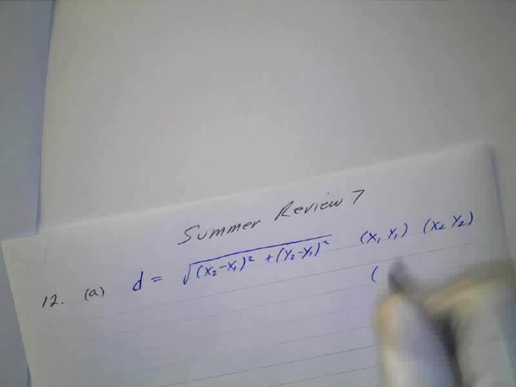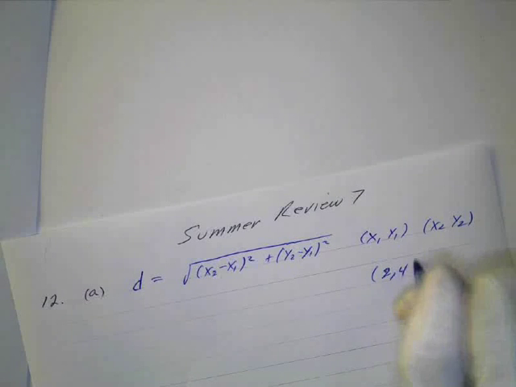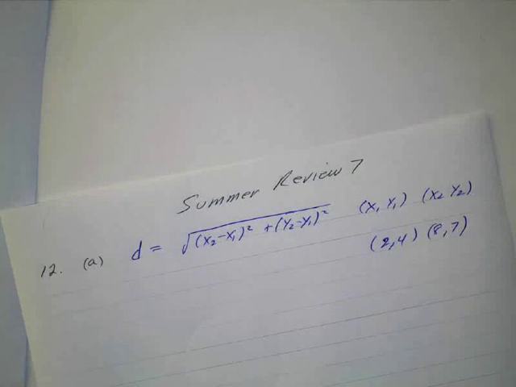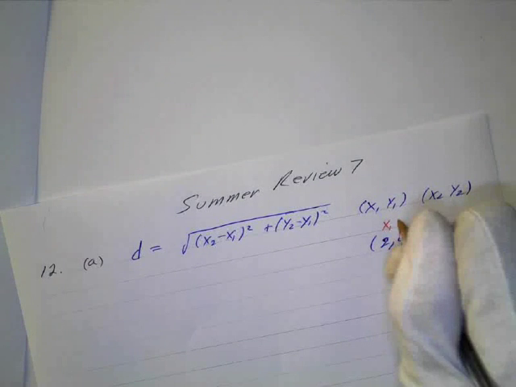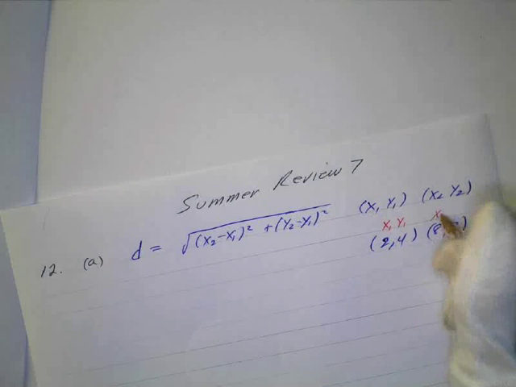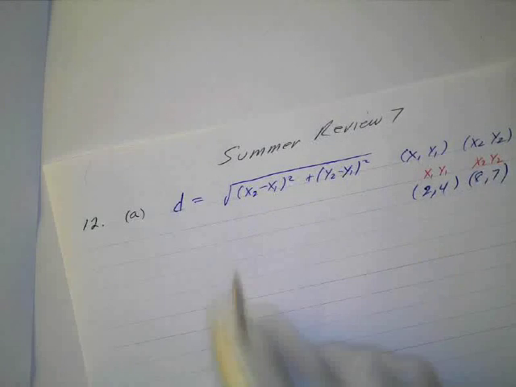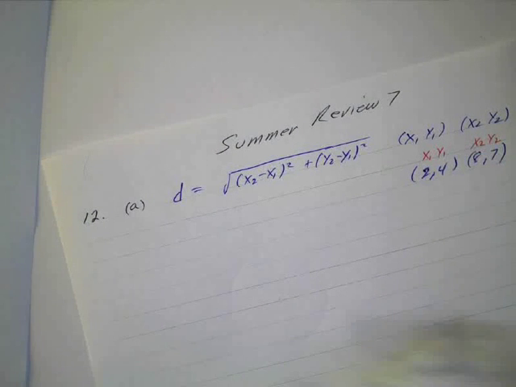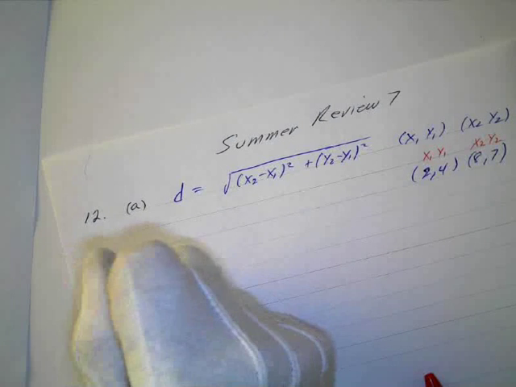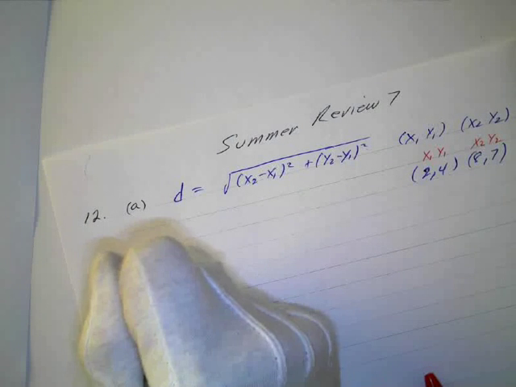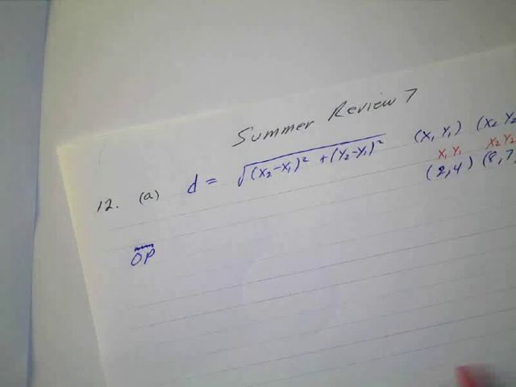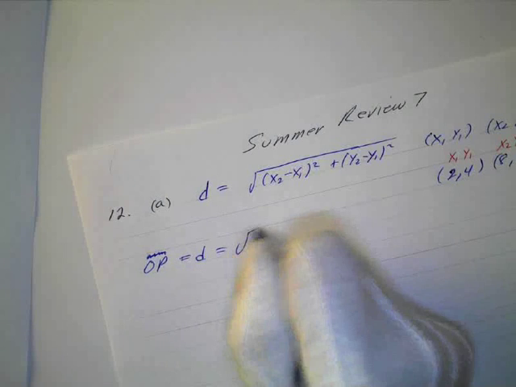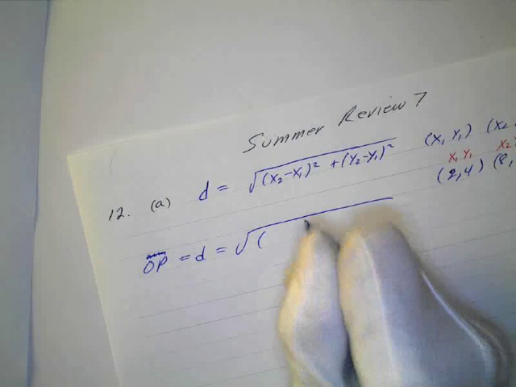So I'll just put those points in. That's going to be (2, 4) and (8, 7). And I'll label those points so I'll know where to put them in the formula. So I'll call that x1, y1, and x2, y2. Then we just put that in the distance formula. And that'll give me the length. And we can call that length OP, just the length of that segment OP. And that equals the distance, which equals the square root. And I'll write down my formula, then I'll put my data in.